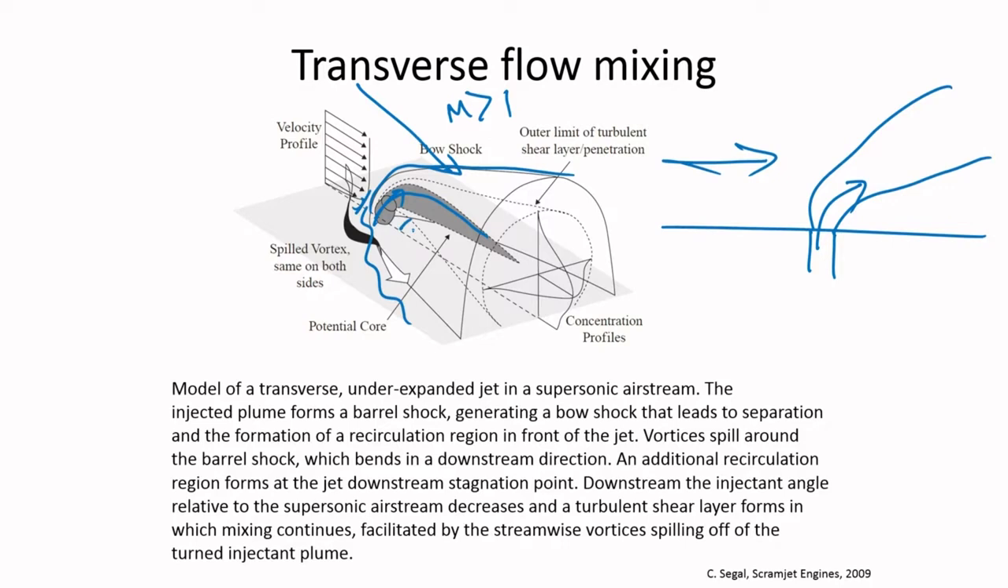And the downstream injectant angle relative to the supersonic airstream decreases, and the turbulent shear layer forms as the mixing continues. And this is facilitated by the streamwise vortices spilling off from the injectant plume. So it's a very complex structure that you can see: there is a recirculation zone formed here, a recirculation zone formed here, and there are vorticity structures formed around this. So it's a complex structure, but this leads to very nice mixing because of the strong interaction of this jet with the incoming flow.